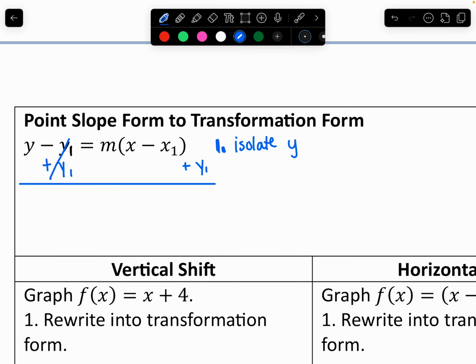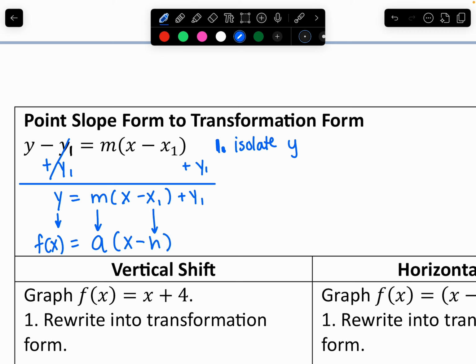So now I rewrite it. y equals m times x minus x1 plus y1. Now this is the transformation form, but the transformation form is actually written differently. Instead of y, we now have f of x equals, instead of m, which is our slope, we now call it a. And then x minus, instead of x1, it is now called h, plus y1 is now called k. Okay, so this is the transformation form.